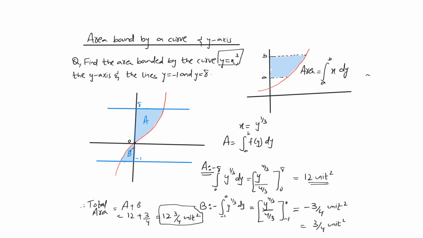Now if you had integrated the function from -1 to 8 directly, then you would not have gotten the right answer, because then this part would have been subtracted from this answer. So it's always advisable to integrate the two portions separately using their respective limits.